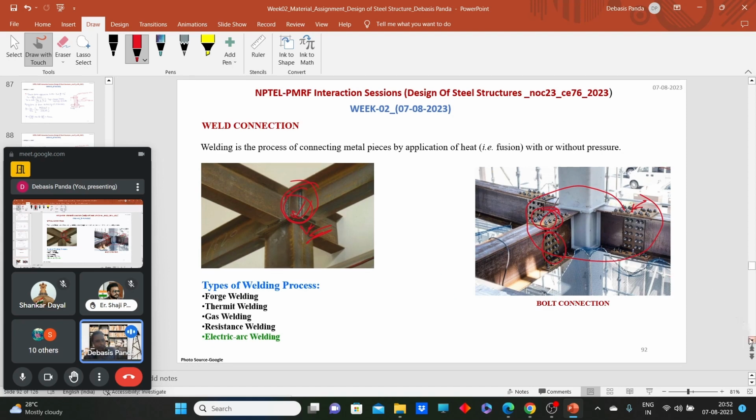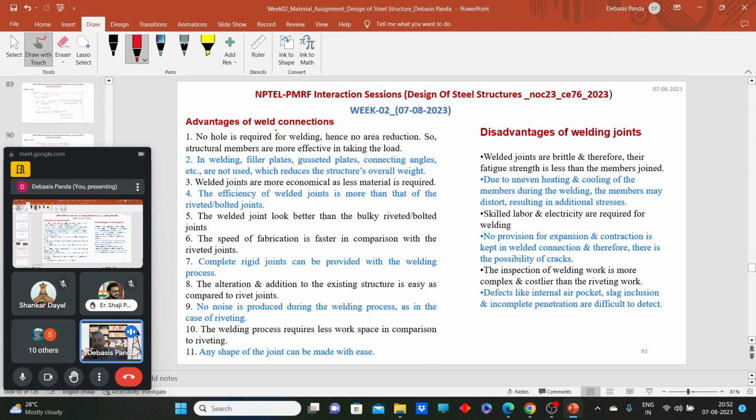So here basically the advantages of the welded connections are given. We have some disadvantages also, like welded joints are brittle joints. We are depositing some material within the parent material. Obviously that joint will be more brittle than the parent material. So the uniformity of the ductility will vary throughout the section.